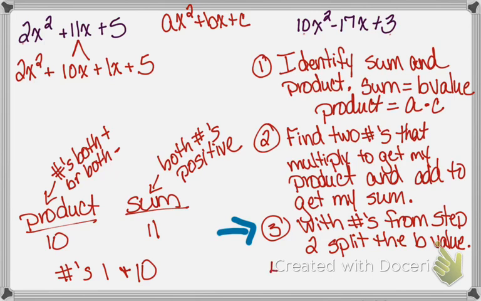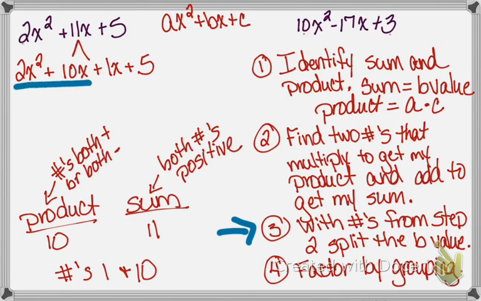The fourth step is to then factor by grouping. That's my last step because we know how to factor by grouping. Okay? What goes into 2x squared and 10x? What can I pull out of that? 2 and? Okay, so then I'm left with x plus 5.